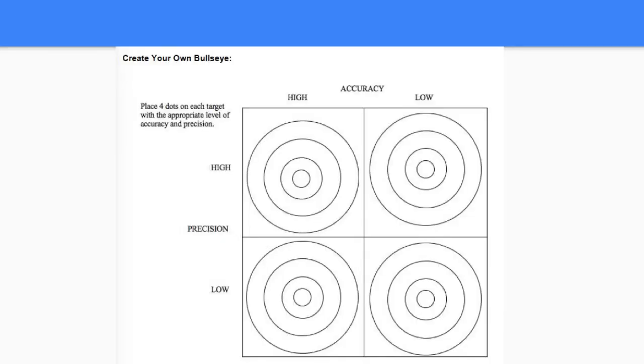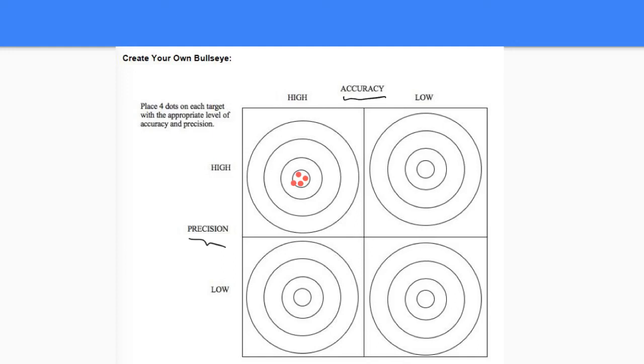So on this last page, I'd like you to create your own bullseye. So please go ahead and create your own bullseye. We're going to do the first one together. Here's precision and here's accuracy. It wants us to put 4 dots onto this bullseye. And so I'm going to go ahead and do that. So it has to be high accuracy and high precision. That means my 4 dots should be close together and close to the wanted value. So I'm going to give you a second. Please pause the video and complete the rest of this.